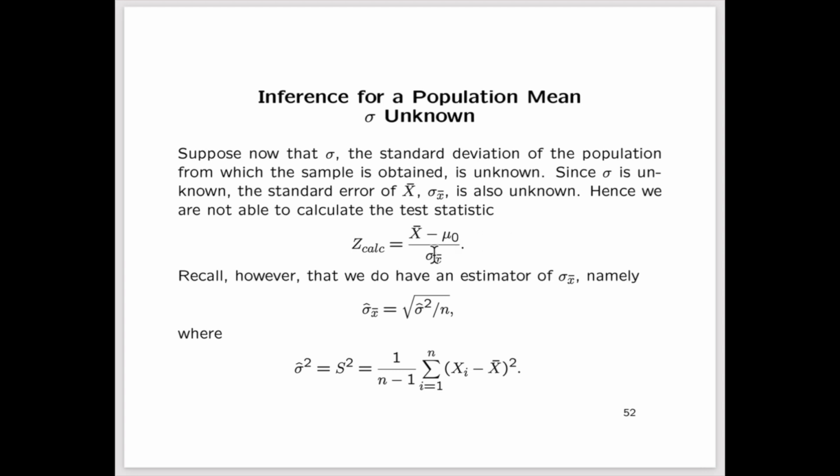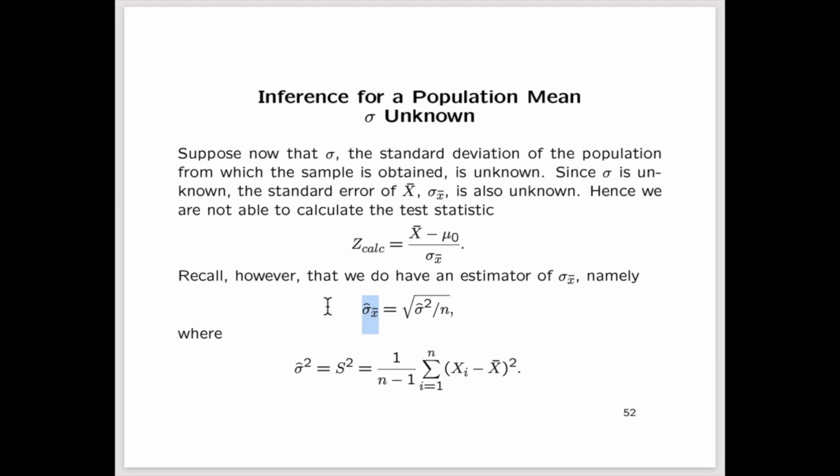Because the denominator in that expression for z calc is the true standard error of x bar, and in order to calculate that, we would have to know the population standard deviation. But now we're looking at this situation where we don't know that. So we can't calculate that, but we can estimate it, right? And the estimator of the standard error of x bar is denoted by sigma hat sub x bar.